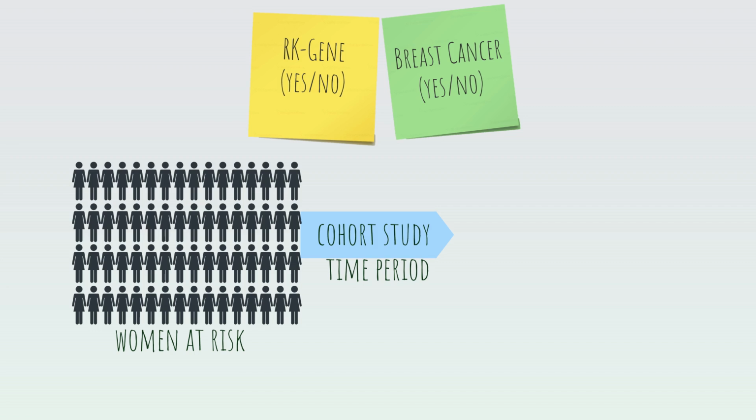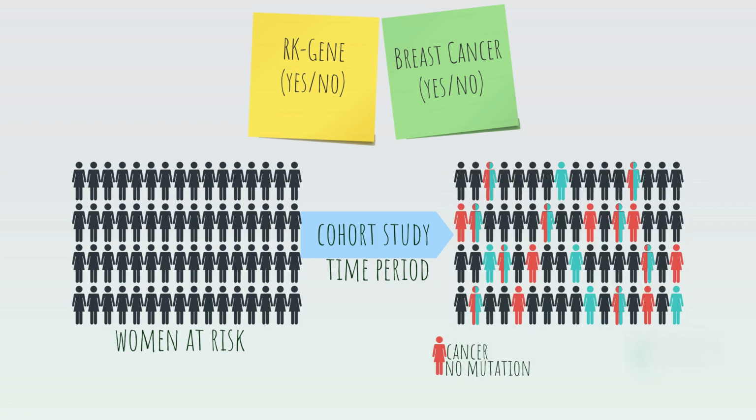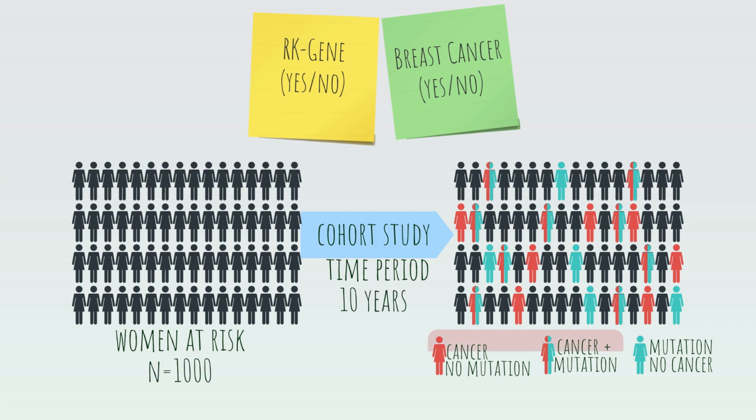During this time, we would track how many of them develop breast cancer, while also using a single gene test to monitor for mutations in the RK gene. Suppose we followed 1,000 women for 10 years, and 120 of them developed breast cancer. Of these, 75 women also had the mutation. Meanwhile, among the healthy individuals, 140 showed the mutation without developing cancer.